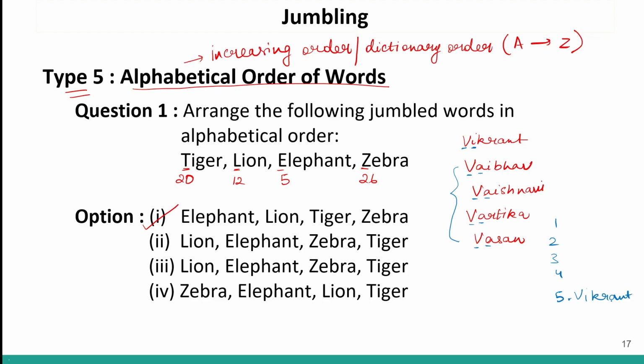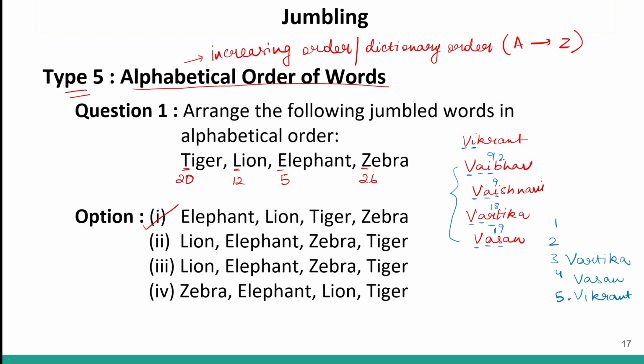Vikrant we have fixed. Then we'll move one position forward. Here we have I, R and S. I is 9, right? R is 18 and S is 19. This we know, right? Correct? Forward ranks. So 18 and 19 we know. So at third position we have Vartika and then we have Vasan. So this is fixed. Now I have to check between Vaibhav and Vaishnavi.